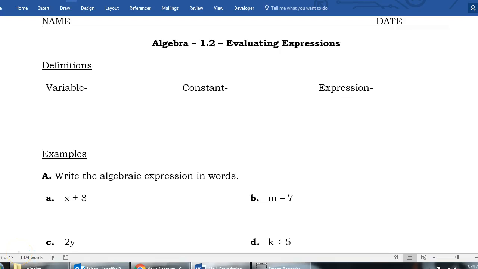This is Algebra Lesson 1.2, Evaluating Expressions. So first, a variable is generally a letter that takes place of a number.